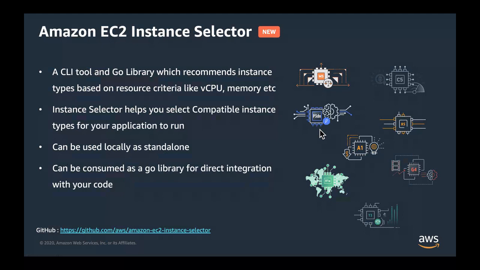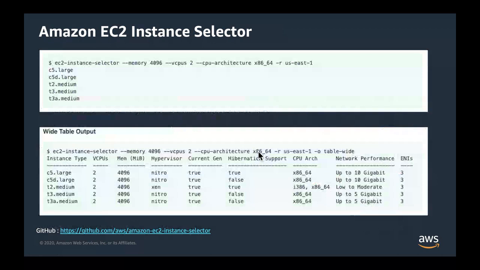But we have also launched something called the EC2 Instance Selector tool that you can download from GitHub. The link is right here, or somebody will put the link in the chat if you want to see. It is a small standalone tool, but a very nice utility. You can just install it on your local system and run some queries to get the instance types you want. Or it's a Go library, so you can also directly integrate that with your code. That means you don't have to give a list of hard-coded instance types ever again in your templates. You can just query it and get the output working for you.